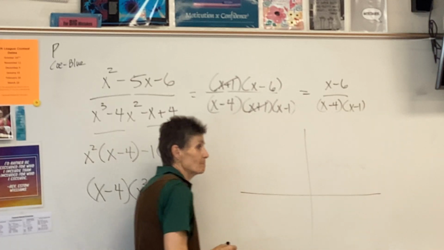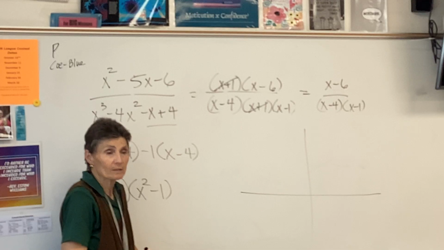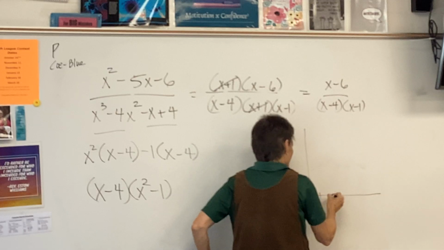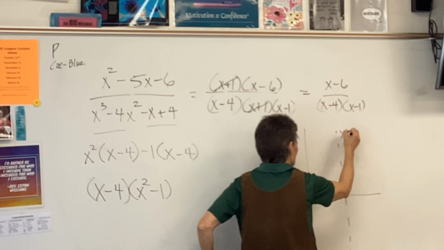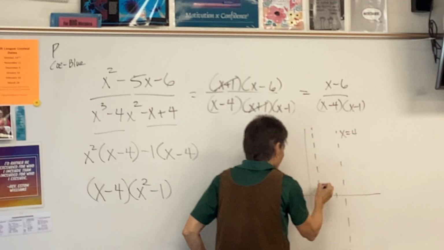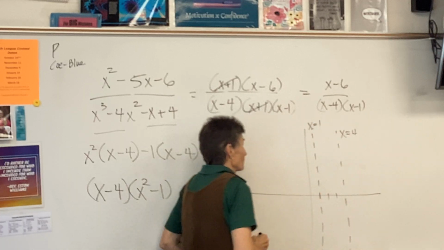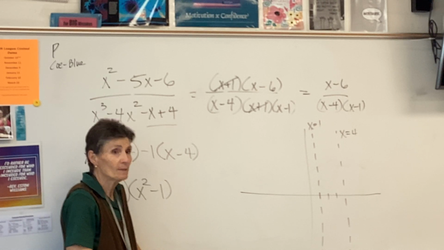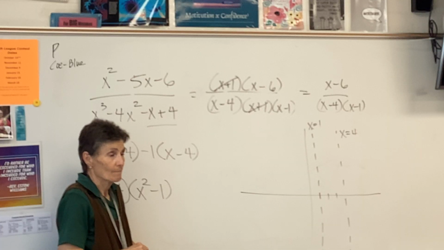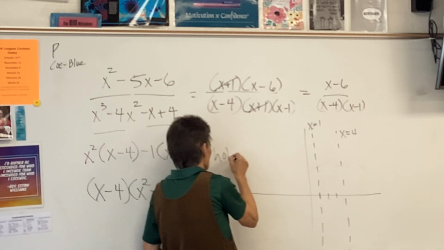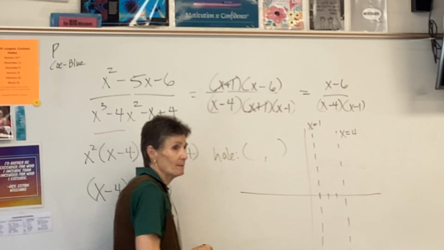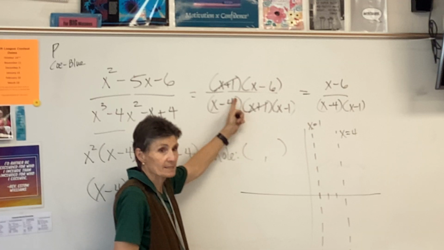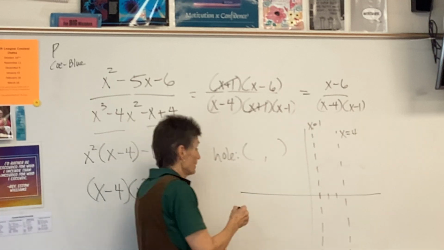Tell me about my asymptotes. Where are my vertical asymptotes? At x equals 4 and x equals 1. Where do vertical asymptotes come from? The denominator. Now what about my hole? Where is it going to be? Well, what canceled? Where's my x that canceled? Negative 1.